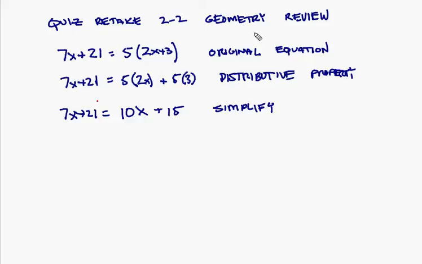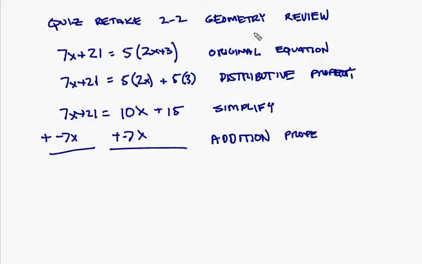Okay? At this point, now I want to basically eliminate the variable from one side of the equation. So I'm going to subtract, I'm going to add negative 7x to both sides of the equation. Alright? What you do to one side of the equation, you do to the other. This is addition property of equality. If you add something to one side of the equation, you must add something to the other as well.